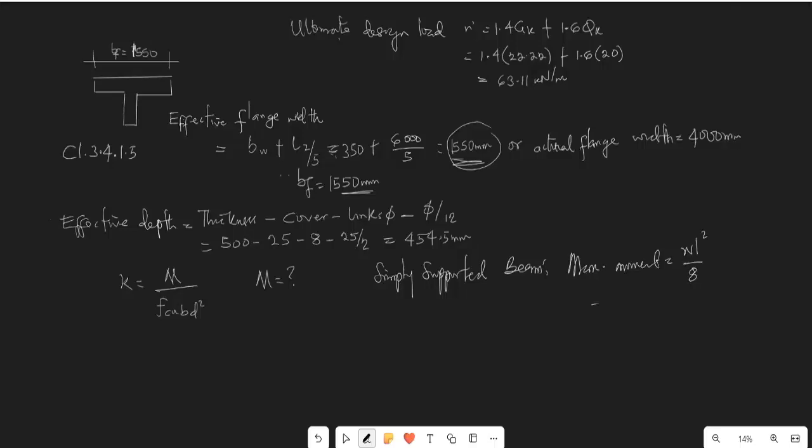So we have the W, which is the ultimate design load, obtained here. That will be 63.11 multiplied by the length, 4 squared all over 8. Oh, sorry, 6 rather, not 4, because the span of the beam is 6. The support distance is what we have as 4.